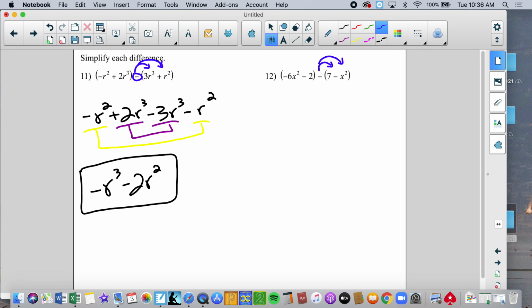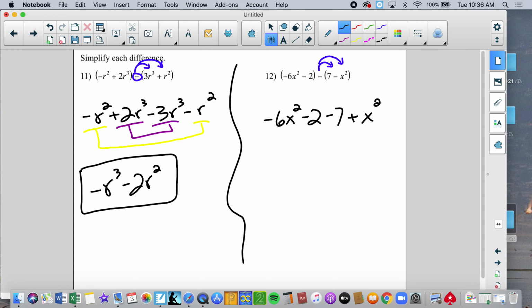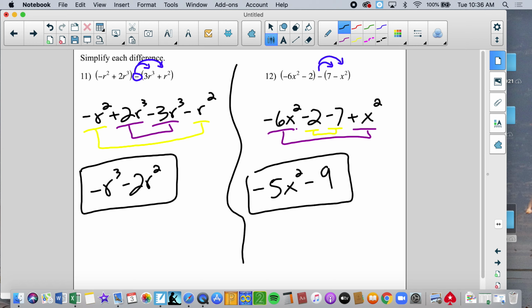We're going to distribute. We have -6x squared minus 2. -1 times 7 is -7. -1 times -x squared is positive x squared. So we want to combine like terms. We have x squares and x squares. We have constants and constants. So -6x squared plus x squared. -6 plus 1 gives me -5x squared. -2 and -7 gives us -9.